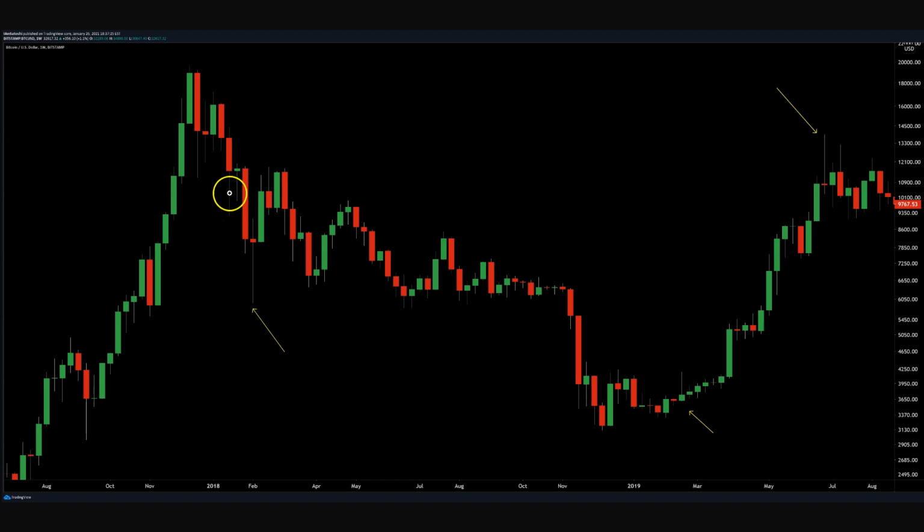And you can see we had a tweezer bottom here, and then we broke that, right? So, okay, that's nullified. Now what? We have this dragonfly candlestick. If we were to break below that, then the reversal has much less of a chance of happening.